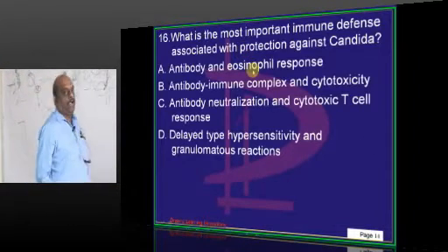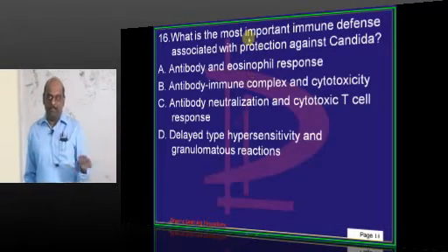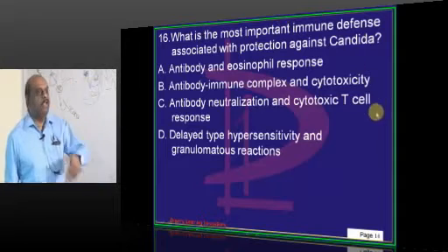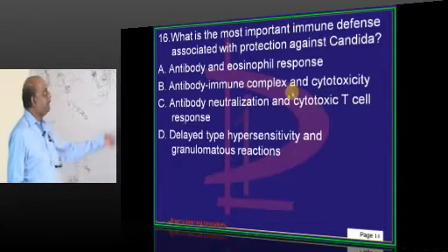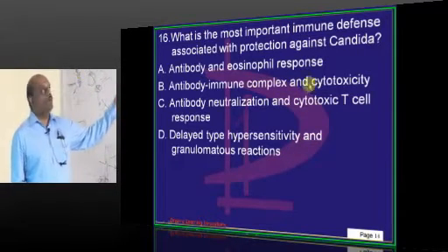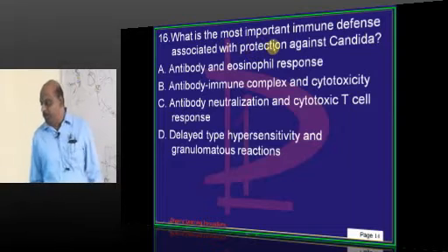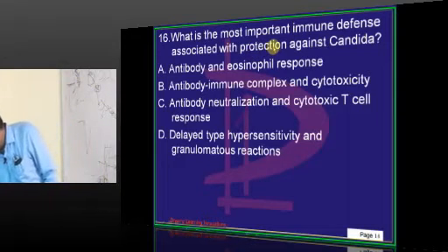Now, I will first go through all the image based and a few case study based questions and then roll back. So, what is an important immune defense mechanism?